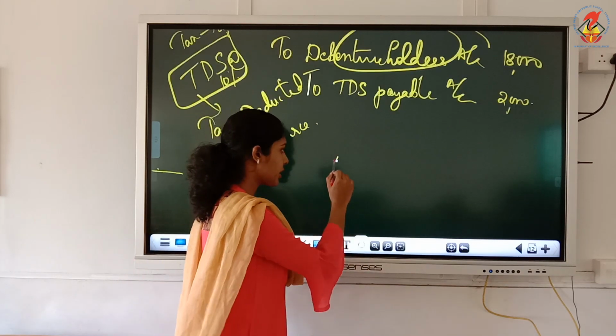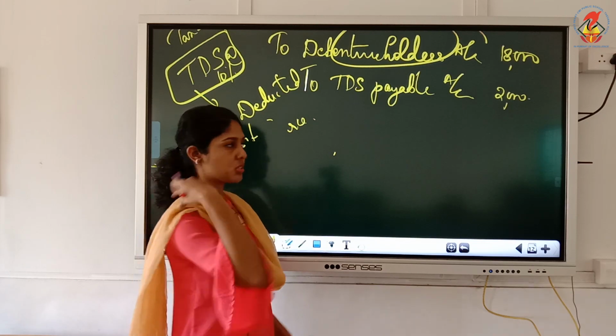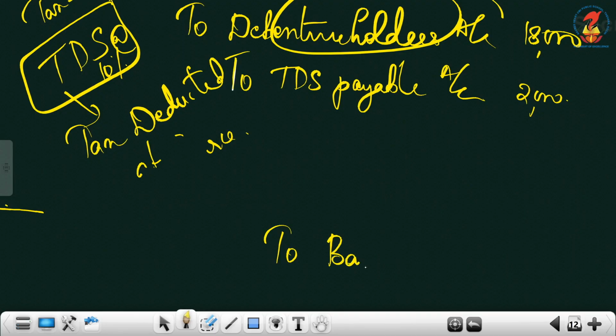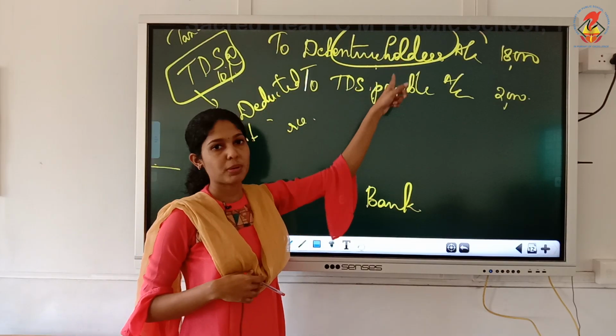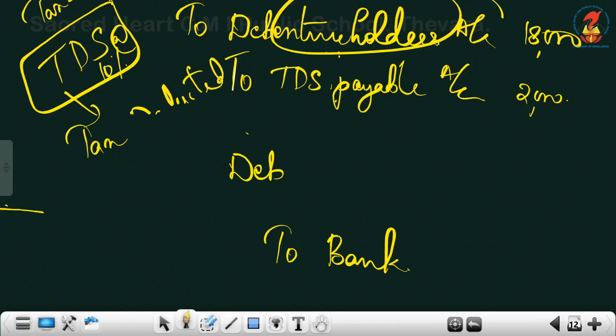So when you write the payment entry, what should move out from the company? The cash or bank. So the credit aspect will be cash or bank. Use the term bank. Okay, and what we have to debit is these two. We will pay debenture holders and we will pay the government also. So these two must be cancelled. So the entry will be, this is tax deducted at source, okay.